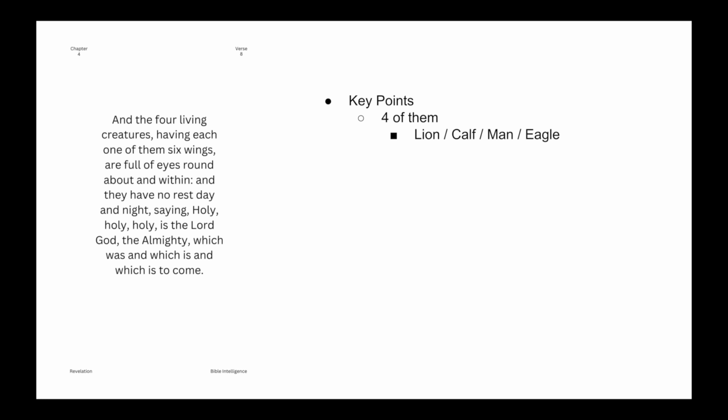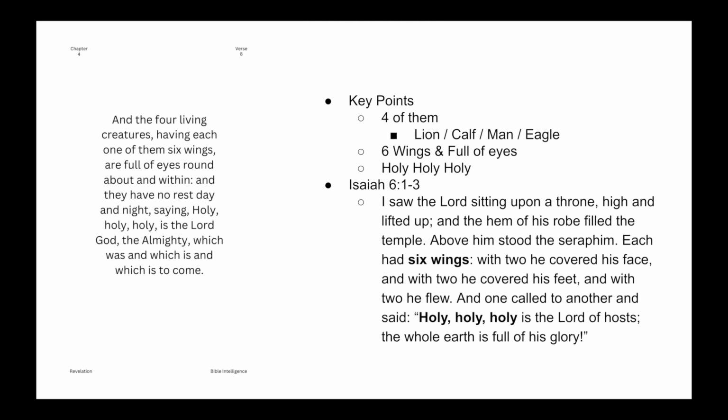Or how about this? We've got 4 of them, we've got the 6 wings, we've got holy, holy, holy. We read Isaiah 6:1-3, and it says, I saw the Lord sitting upon a throne, high and lifted up, and the hem of his robe filled the temple. Above him stood the seraphim. Each had 6 wings. With 2 he covered his face, with 2 he covered his feet, and with 2 he flew. And one called to another and said, Holy, holy, holy is the Lord of hosts. The whole earth is full of his glory.